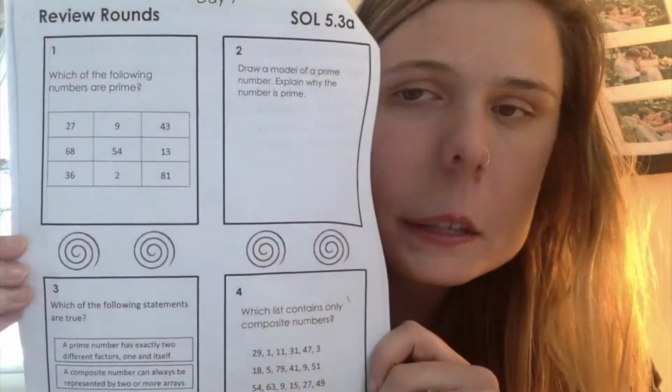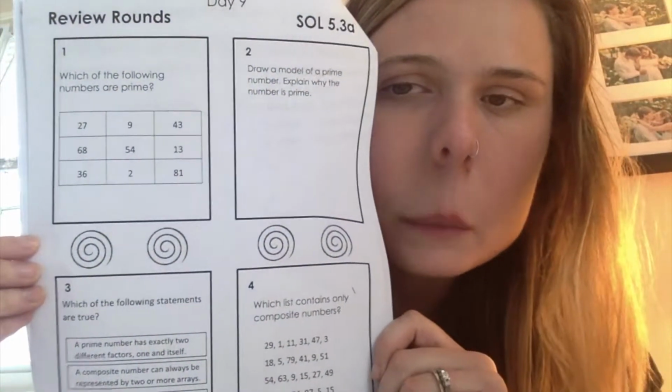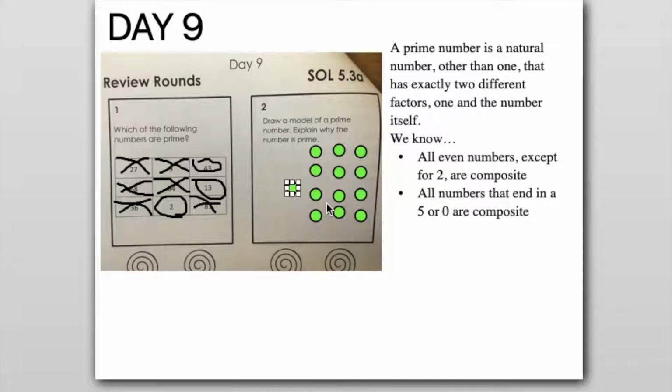Hi, fifth grade. We're going to work on some math today. So please grab your fifth grade math home review packet. And we're going to turn to day 9. We are still in day 9. So we're going to be on this page in day 9. And we're talking about prime and composite numbers. So let's get started.